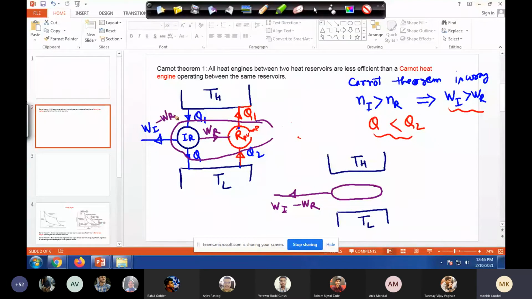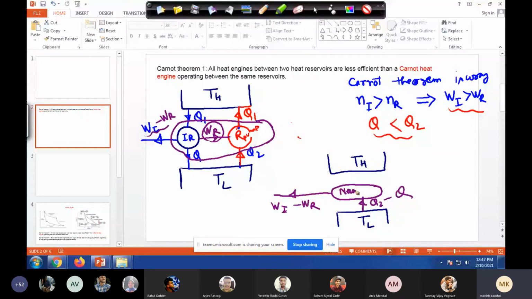That's what you said. The net work output of the irreversible engine was WI. From that WI, I have given WR to this pump because it needs work, and the remaining amount comes out as the net work output from this black box, the new device. So the new device is delivering work WI minus WR, and how much heat is it taking from TL? From TH it's 0. From TL, how much heat is it taking? Q2 minus Q. Very good. And this is the new device.